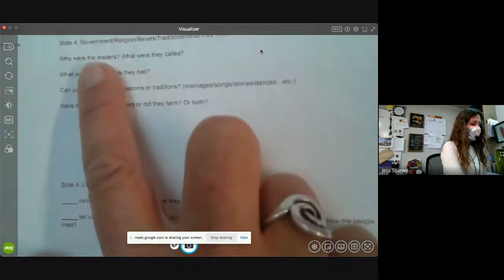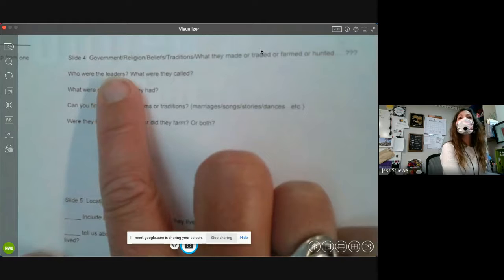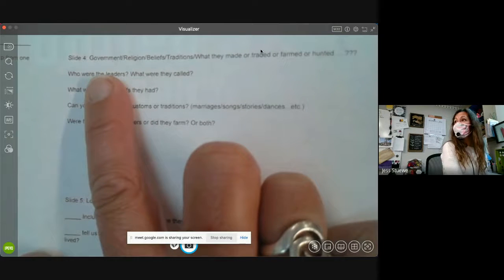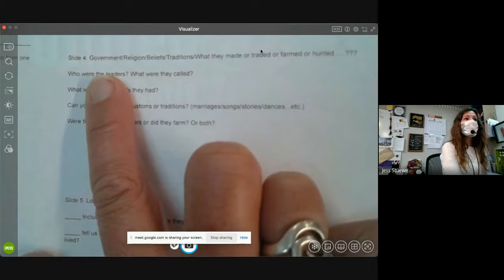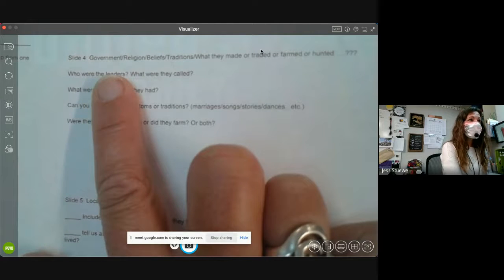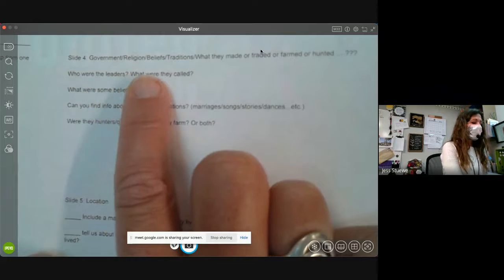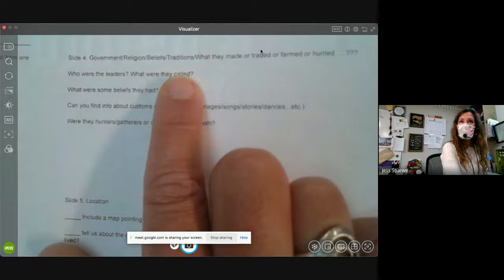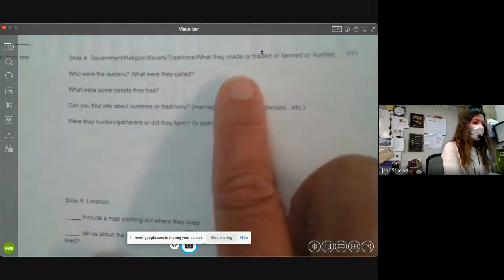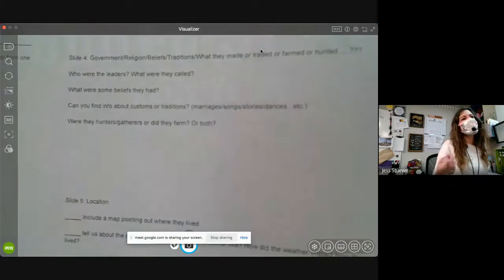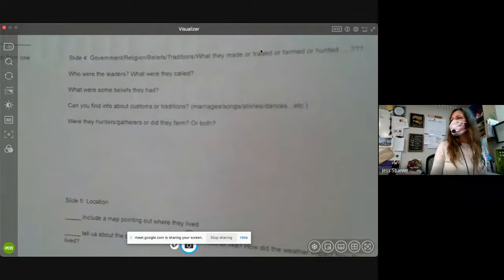Slide 4. Can you tell me anything about who was in charge? Sometimes it's a government leader, like a chief. Sometimes it's a religious leader. What did they believe in? Did they have traditions that you can tell us about? What did they make or trade? They didn't have money like we do, but they were still rich in goods. And some tribes in Mexico did have gold and would trade gold and different precious stones and precious minerals.